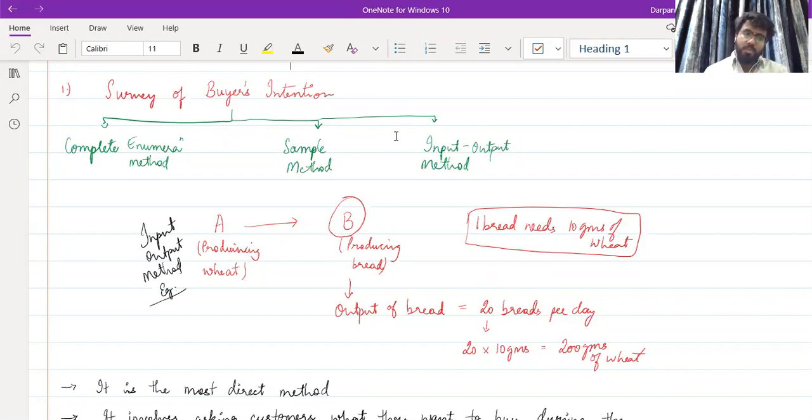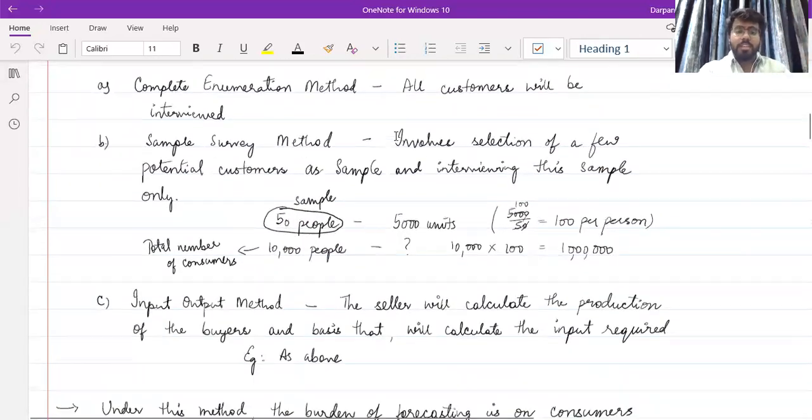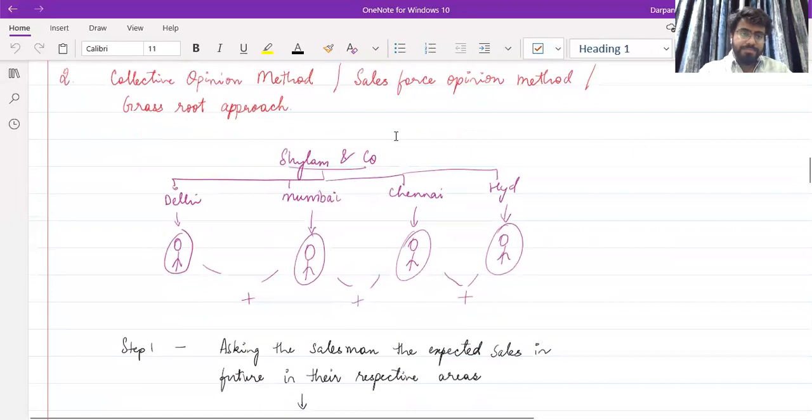There can be three types of survey. One is complete enumeration, where you're using every consumer. Next is sample, where you're taking out certain consumers as a sample and doing the survey on them. And then you're generalizing that for the whole group. Whatever that particular small group says, you will generalize that for the whole group. Third is the input output method. What is this? You will see where these goods are being used. You're producing something. Where are these being used? And then you will calculate how many units they will require for producing it, right? If you know how many units they will require, that will be the demand, right? So you will have to know their expected output to get your input, correct? The next one was collective opinion or salesforce opinion or grassroots approach.